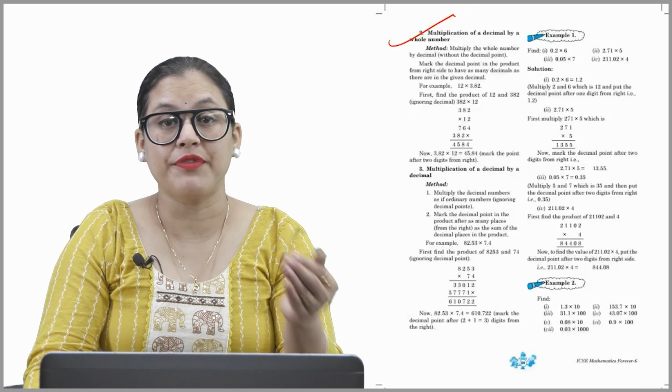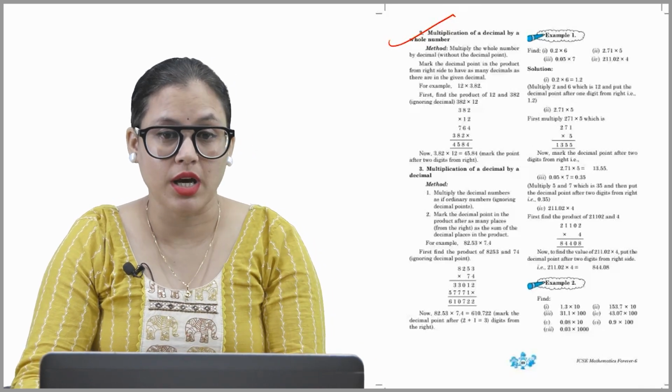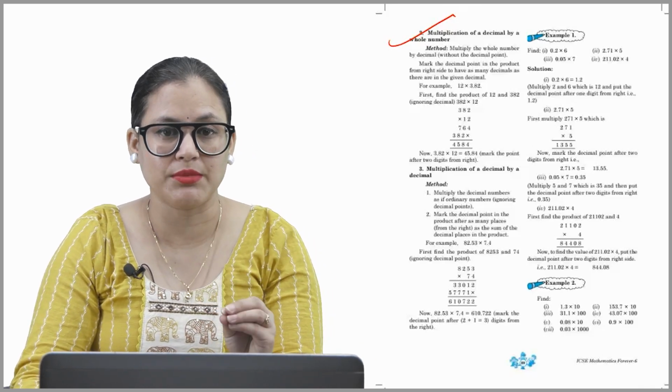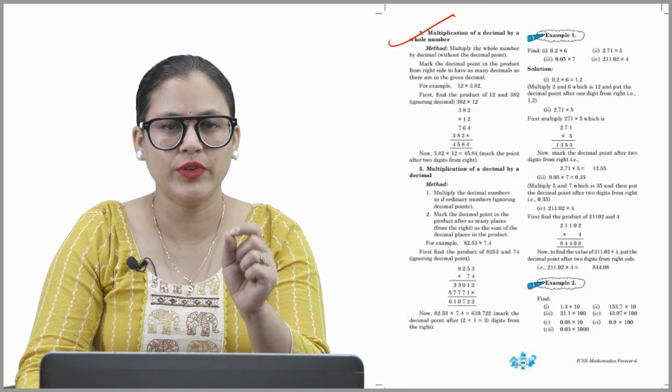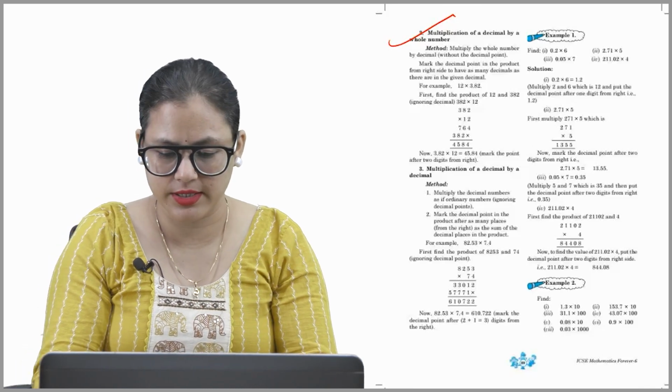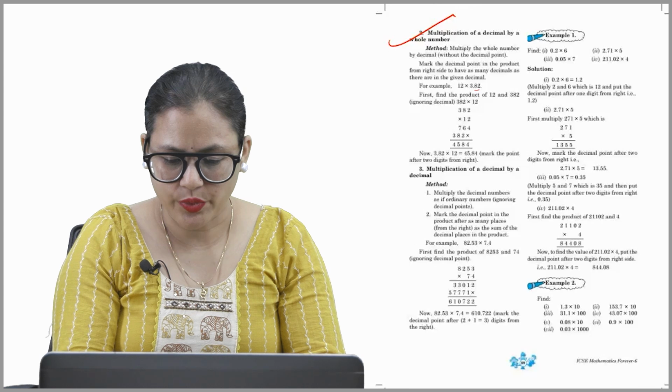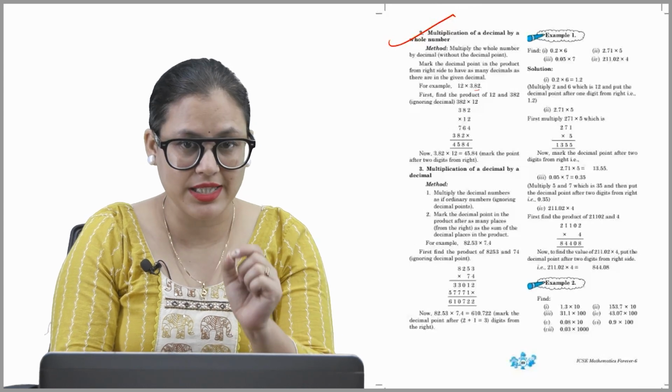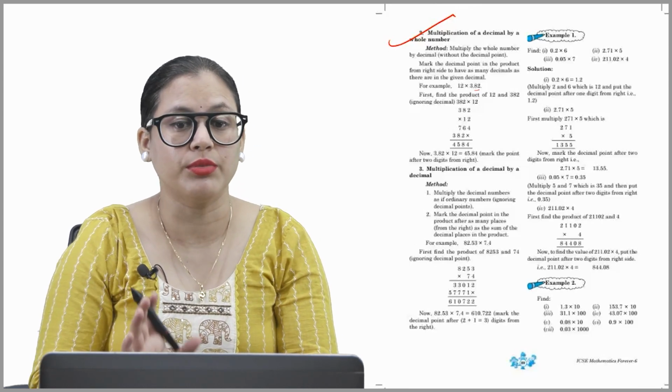Okay, and after multiplying, when you get the product, then you have to place the decimal, and then you will calculate how many decimal parts are there. See, there are 2 decimal parts, so we will put the decimal after 2 digits starting from the right.